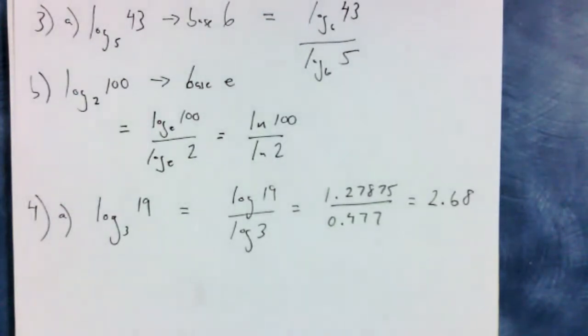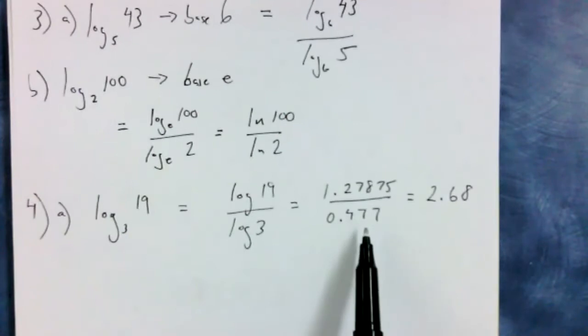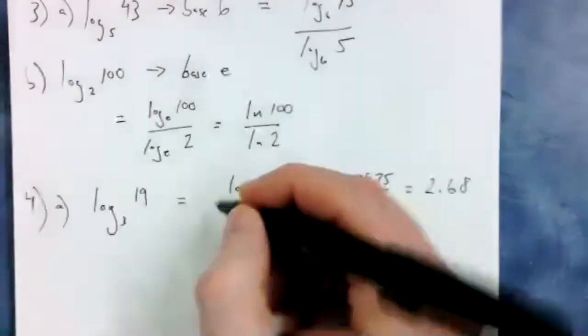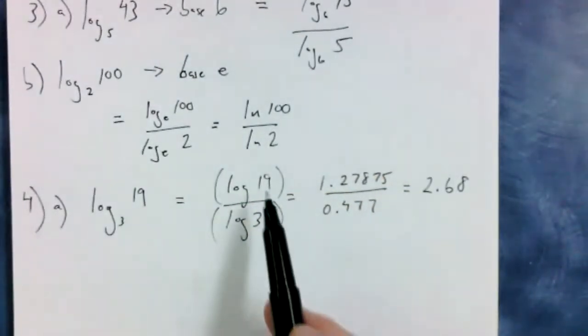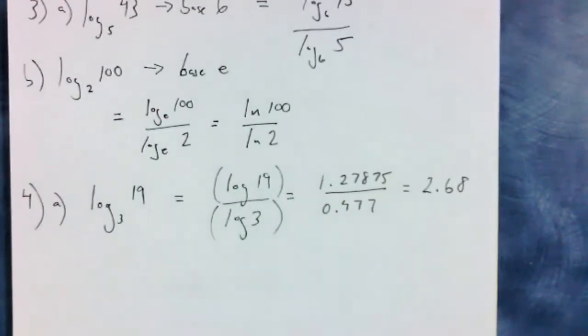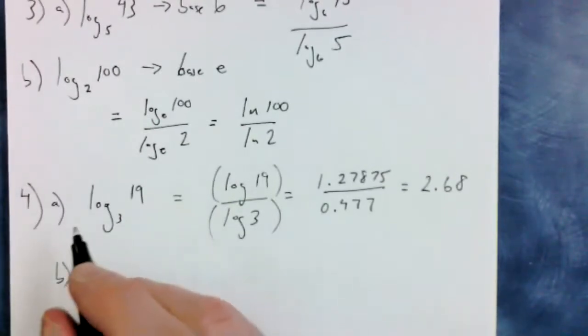Now, just so you know, if you're doing this on a test and you've got log 19 over log 3, you don't need to do this middle step if you don't want to. If you're careful and you do things in the right order, like I punch in brackets into my calculator so it knows to do what's in the brackets first. So anyways, 2.68. If you didn't get that, let me know.